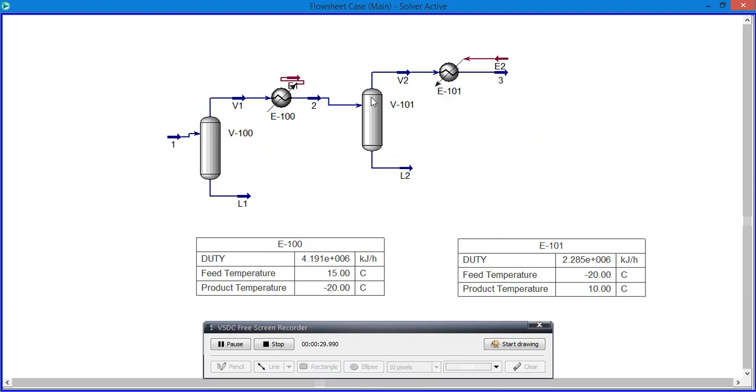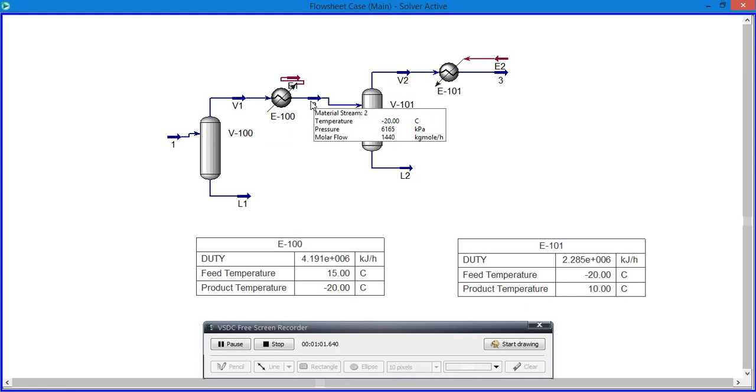The E101 is heating the stream V2 to the temperature of 10 degrees centigrade from its initial temperature, that is minus 20 degrees centigrade. Now see the cooler E100. The material stream V1 is entering at a temperature of 15 degrees centigrade, and the stream leaving the cooler has the temperature of minus 20 degrees centigrade.